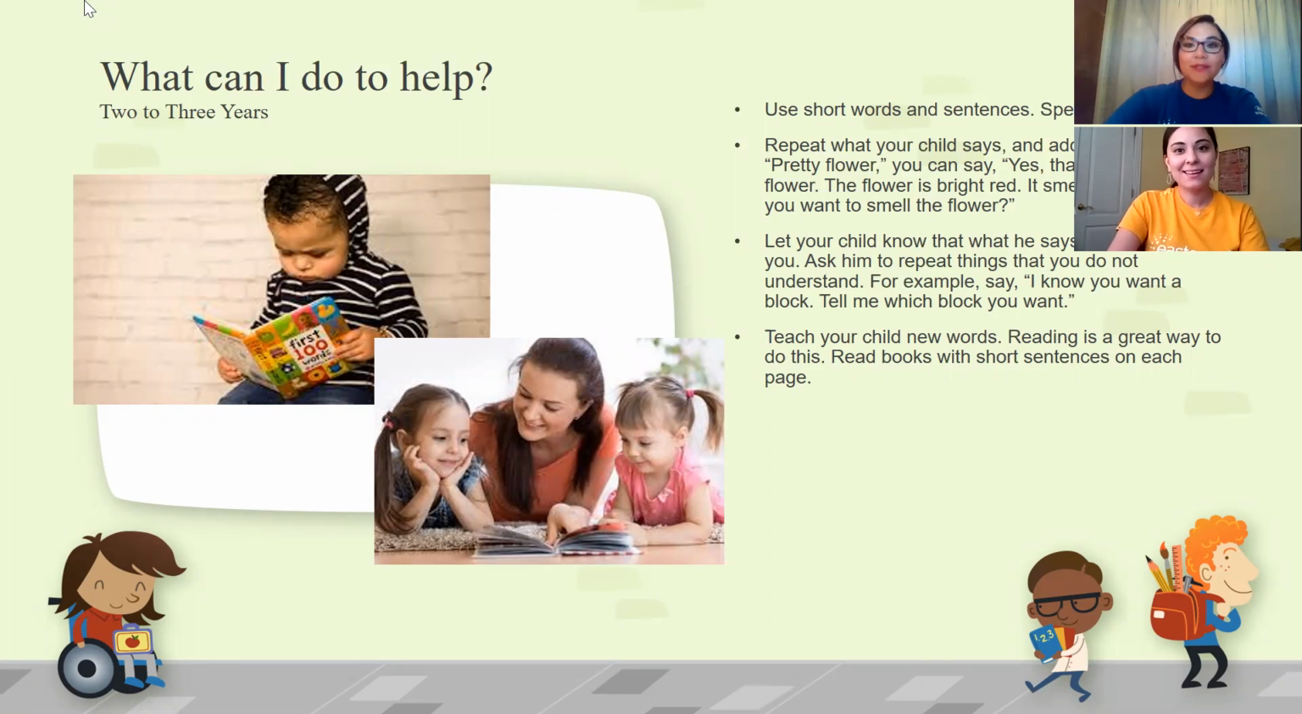You can let your child know that what he says is important to you. Ask him to repeat things that you do not understand. For example, say, I know you want a block. Tell me which block you want. Teach your child new words. Reading is a great way to do this. Read books with short sentences on each page.